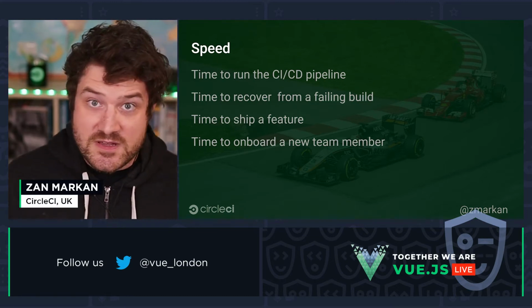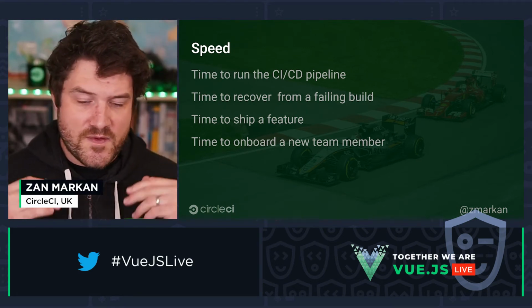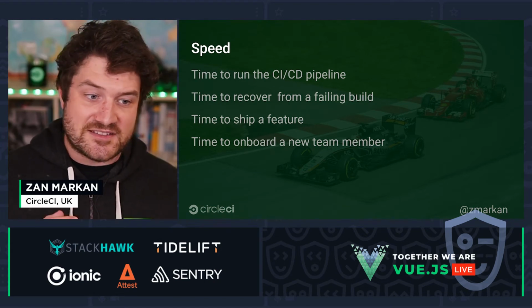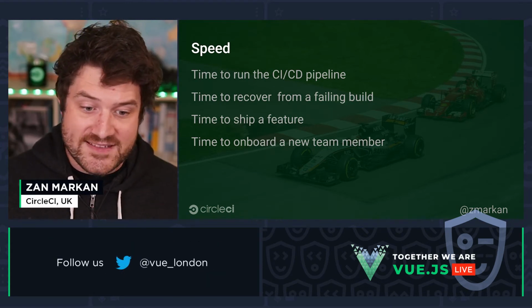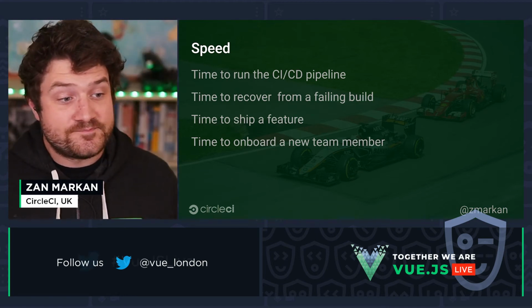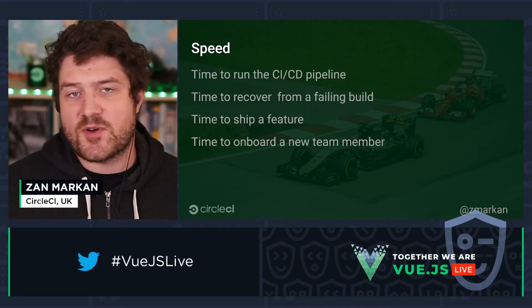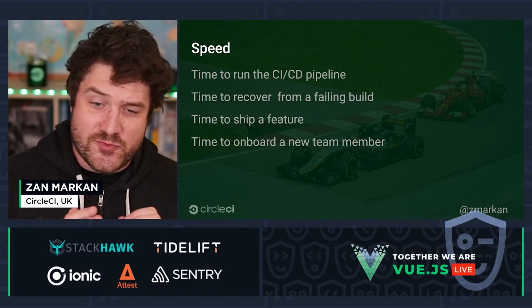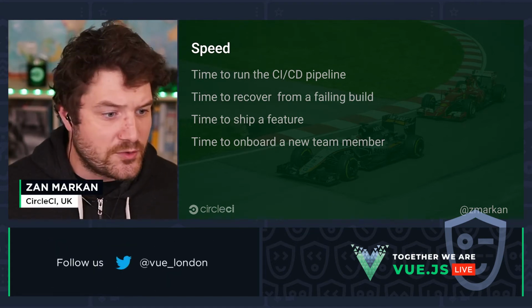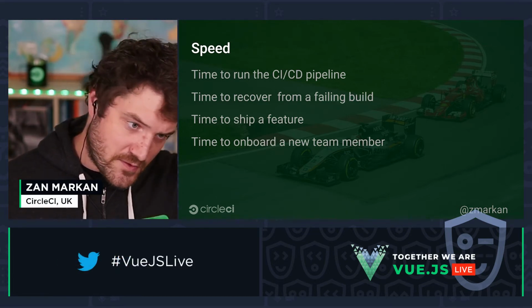The other one could be time to recovery from a failing build. If you're working off a main branch and you merge something that doesn't pass the build, so the build goes red as opposed to green, you want to get that back to green, back to passing as soon as possible, because your main branch is essentially where you can get all the deployments out to your users, to your testers, to your stakeholders. So that's another very important facet of speed.